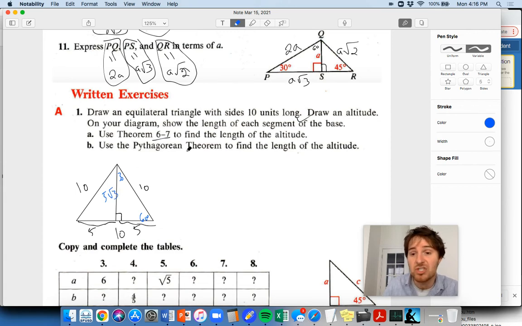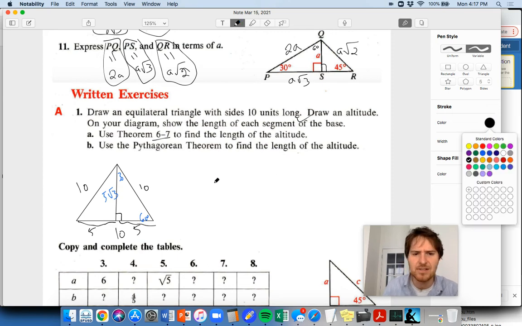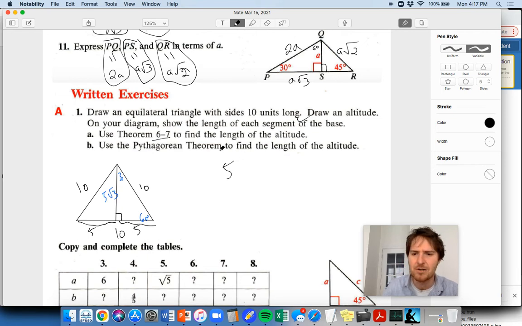Part B, it's similar to what I had you do on Friday's classwork, which said use the Pythagorean theorem to make sure you understand where this comes from, to find the length of the altitude. Okay, so we deduced that this is 5 because the whole side is 10, and they asked for each segment of that side. They're both 5. So 5 squared plus, I'll call this A for the altitude. I want to prove that it's actually 5 root 3 using the Pythagorean theorem. 5 squared is 25 plus A squared equals 10 squared, which is 100.